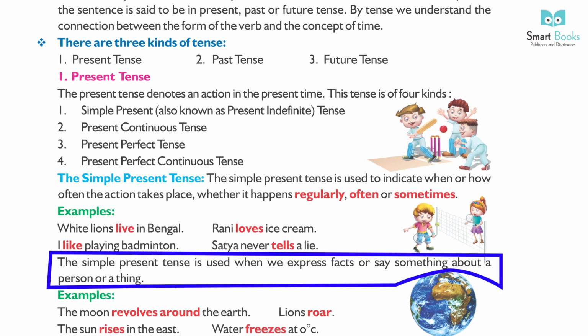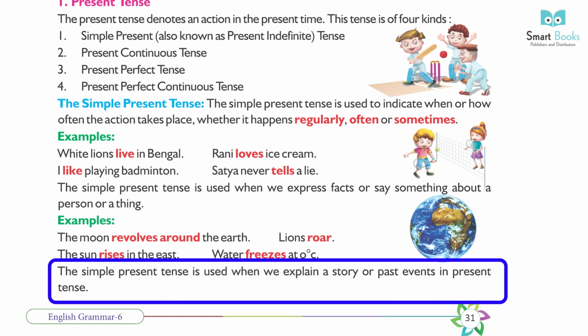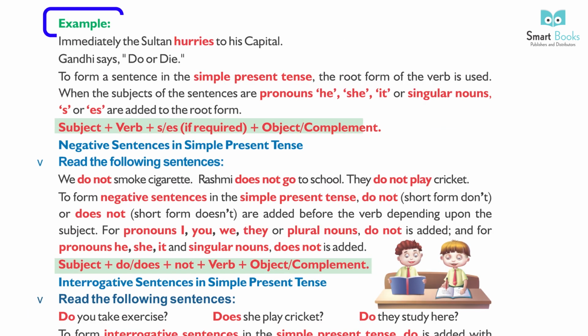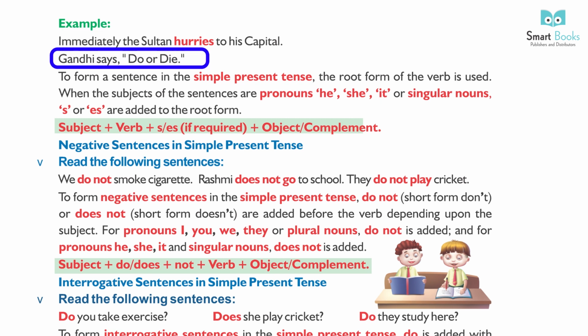The simple present tense is used when we express facts or say something about a person or a thing. Examples: The moon revolves around the earth. Lions roar. The sun rises in the east. Water freezes at 0 degrees Celsius. The simple present tense is used when we explain a story or past event in present tense. Example: Immediately the Sultan hurries to his capital. Gandhi says, do or die.